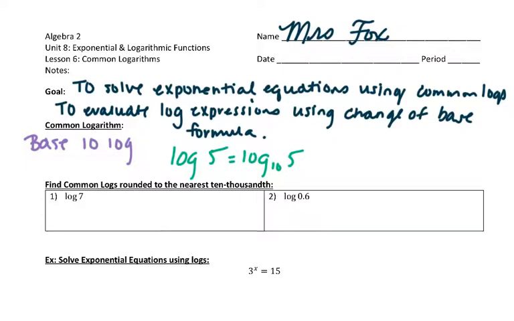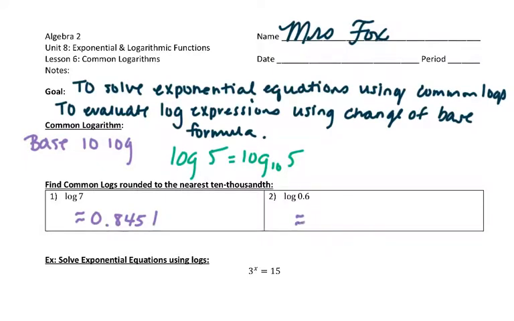So, finding common logs rounded to the nearest ten-thousandth, so 4 decimal places. You should all be looking at a calculator, and on that calculator there should be a log button. If you click log and then 7, you should get the log of 7. Log base 10 of 7 is approximately 0.8451. So that means 10 to this power would get you 7. Now, log base 10 of 0.6. So log of 0.6. Go ahead and type that in.